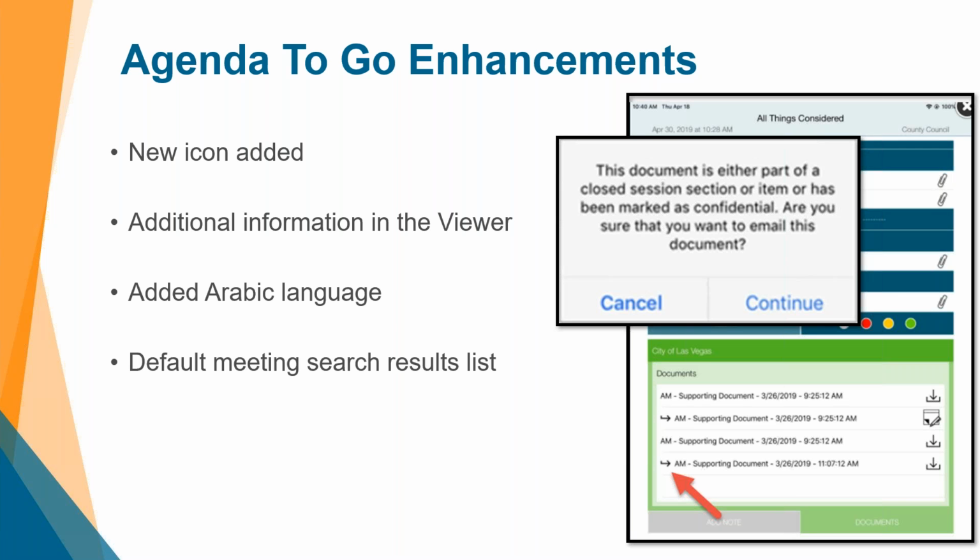And the default meeting search results list is automatically displayed in the meeting page, showing upcoming and recent meetings sorted newest to oldest. This can save the user multiple clicks and allows them to get to the meeting data quicker. The user preference setting has also added the option to turn this on or off. And lastly, users now have the ability to select hyperlinks within a supporting document and navigate out to the external URL.